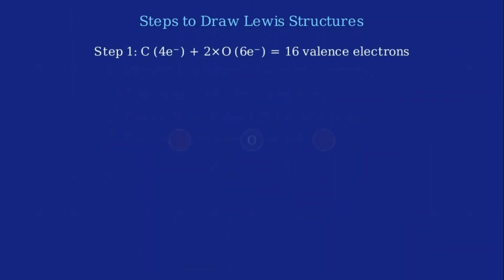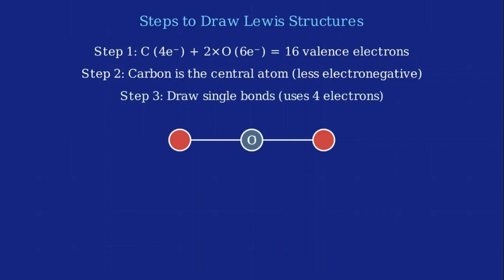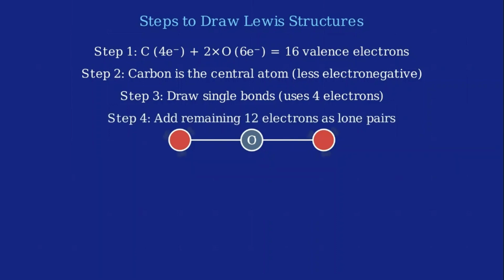Let's draw CO2 as an example. First, we count the valence electrons. Carbon has 4, and each oxygen has 6, for a total of 16 electrons. Carbon is less electronegative than oxygen, so it becomes our central atom. Next, we draw single bonds between carbon and each oxygen atom using 4 electrons. We now have 12 electrons remaining.